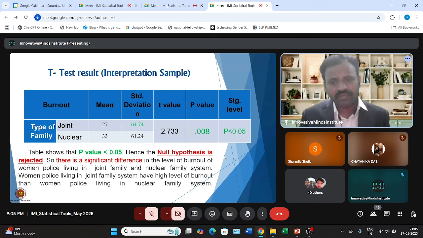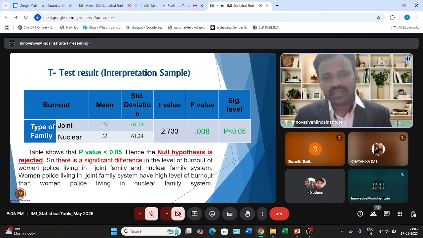So first point, to check the significant difference. If significant difference is there, one more thing. If there is no significant difference, you can say that women police officers from nuclear family or joint family have the equal level of burnout. That's it. You can end the interpretation.